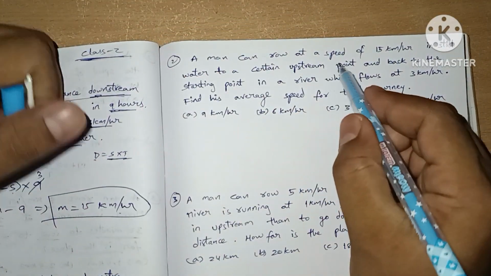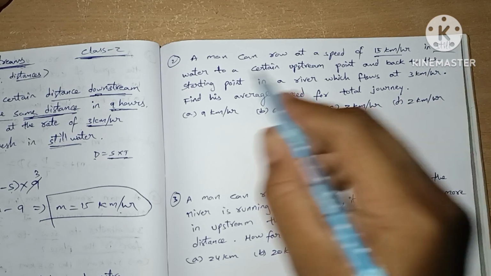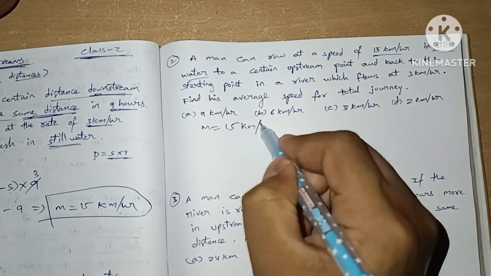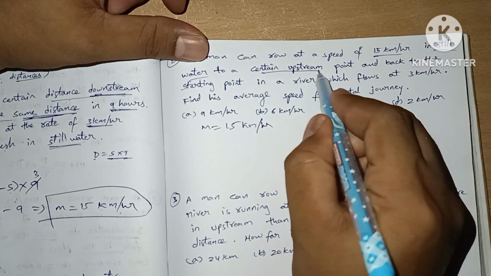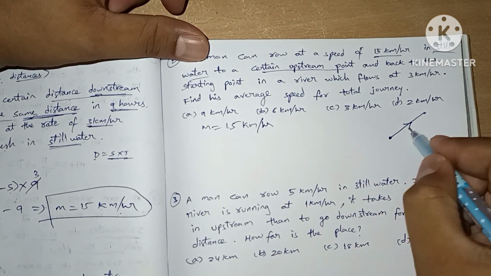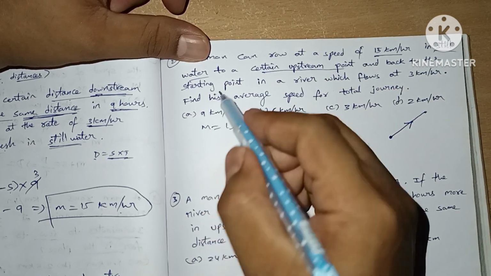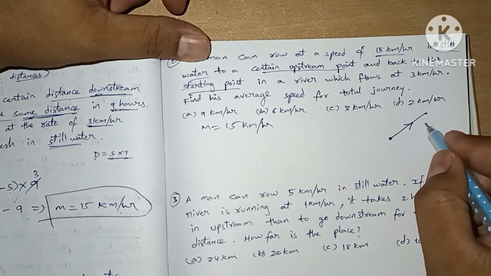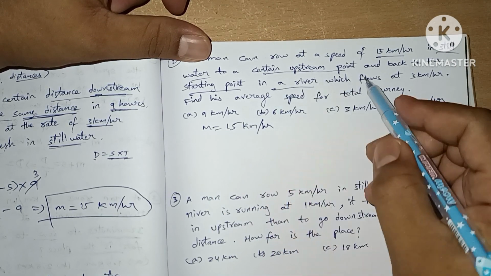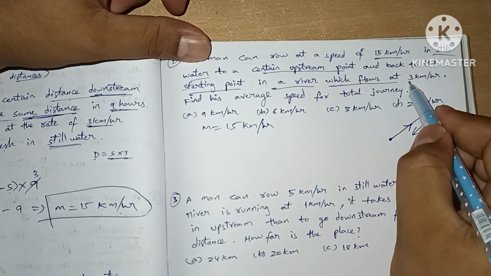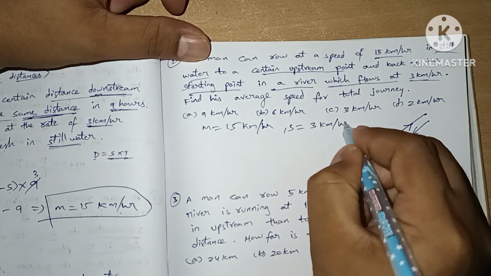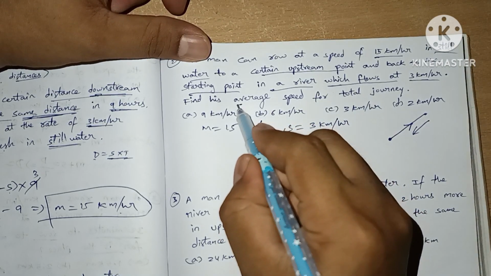A man can row at a speed of 15 kilometers per hour in still water. So the M value is given as 15 kilometers per hour. He goes from one place to another place upstream and returns back to the starting point in the river, which flows at 3 kilometers per hour. So the S value is given as 3 kilometers per hour. Now what we need to find is the average speed.